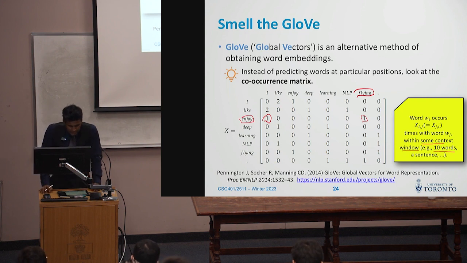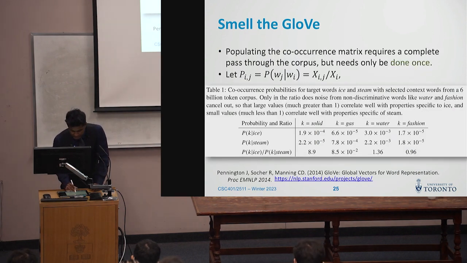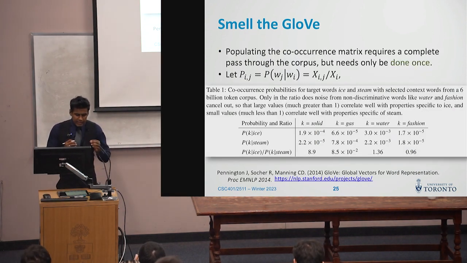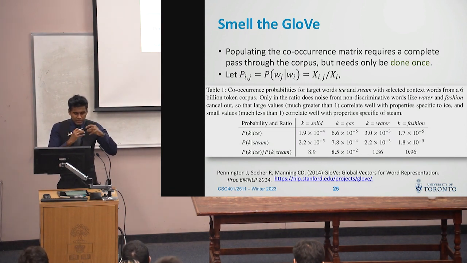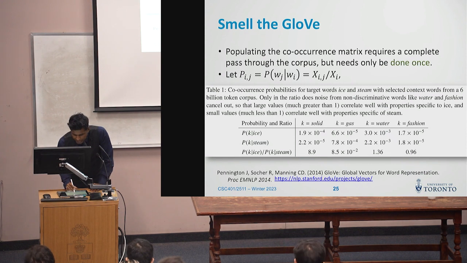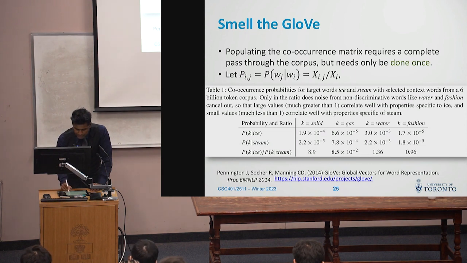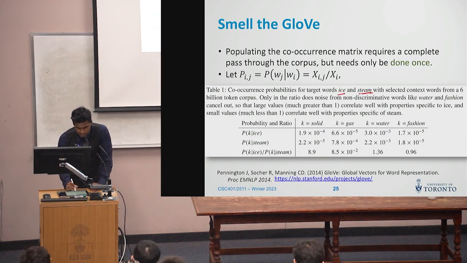Now, how does it help us? This is best elucidated using a simple example. The idea is that the ratio of probabilities of these words using the co-occurrence matrix provides us semantic similarity information. So how does it work? We have ice and steam as our target words, and then we pick some k random words from the vocabulary. So here we have k as solid, gas, water, and fashion. And we are trying to infer some kind of semantic information using the co-occurrence matrix.